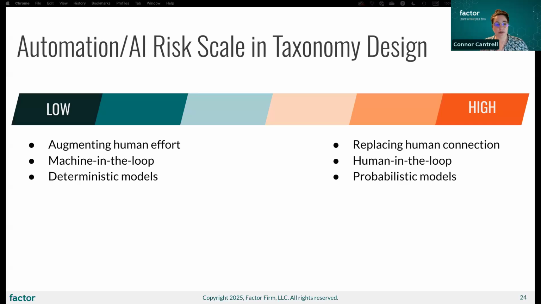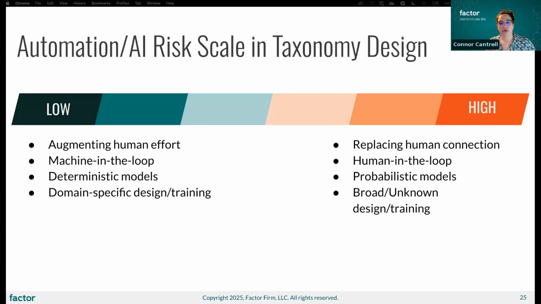Next, you need to consider the type of model you're using. Deterministic models are rule-based, meaning that the inputs have consistent outputs, while probabilistic models, as the name suggests, have an element of chance, which means that the outputs aren't as reliable. Again, I'm not saying that deterministic good, probabilistic bad. I'm just saying in terms of risk management, you're getting into riskier territory with those probabilistic models with the less consistent outputs.